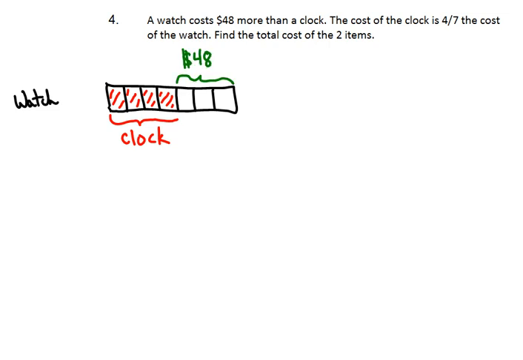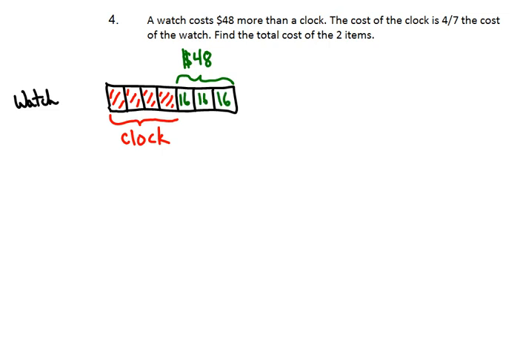So the remainder of the watch that is over the cost of the clock has to be $48. And since there are 3 equal sections there, each one has to refer to 48 divided by 3, or $16.